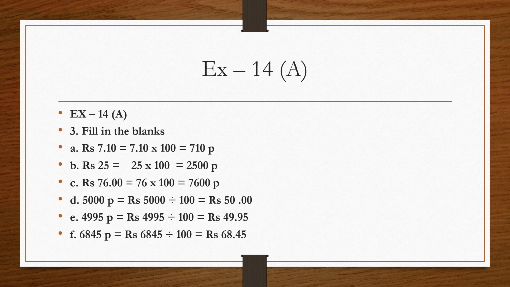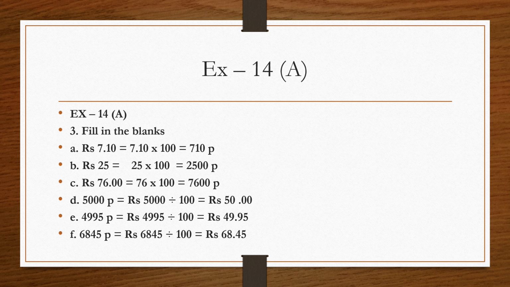Then rupees 25. Again multiply with 100. You will get 2500 paisa. C part, 76 rupees. This you will multiply with 100. So you will get 7600 paisa. Then D part, children, here you have to convert paisa into rupees. So 5000 paisa is given to you. You will divide with 100. So after 2 digits from the right, you will put the point here. So it will become rupees 50. There is no paisa here.